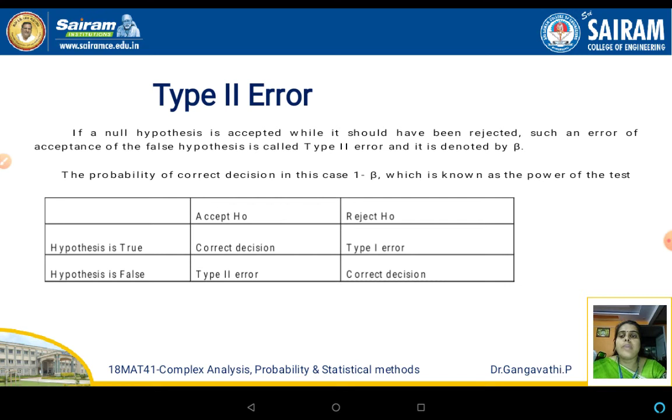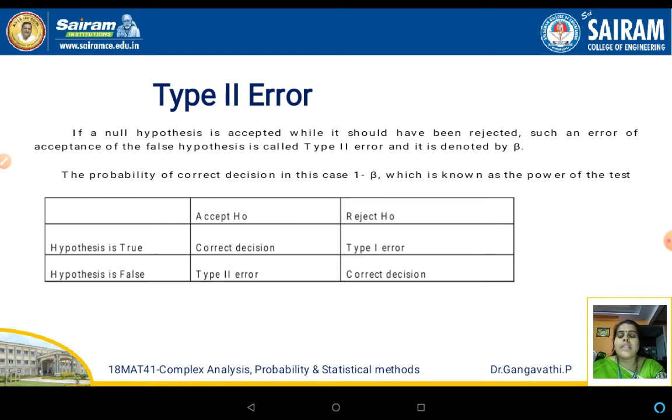Coming to the type 2 error: if a null hypothesis is accepted while it should have been rejected. Understand the difference between type 1 and type 2 clearly. Type 1 is where the hypothesis is rejected while it should have been accepted. The type 2 error is the opposite: the null hypothesis is accepted while it should have been rejected. Such an error of acceptance of a false hypothesis is called a type 2 error, and it is usually denoted by beta. The probability of a correct decision in this case is 1 minus beta, which is known as the power of the test.